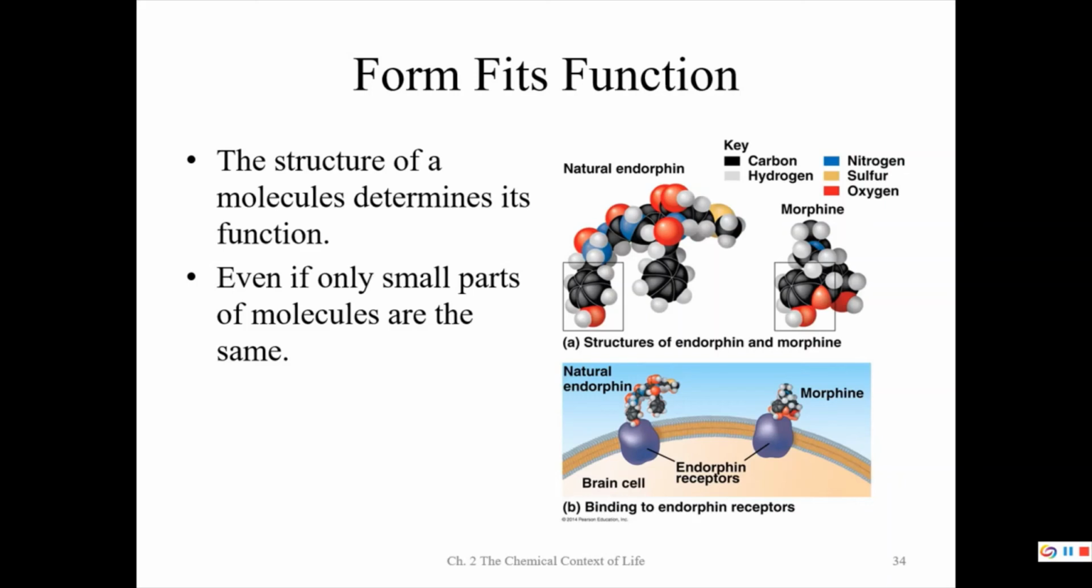Now, the part of it that interacts with the protein has a special structure. But morphine has the same identical structure on it. And it's that chemical structure that lets it bind to the endorphin receptors and block pain. Our natural painkillers, our natural endorphins, our endogenous opioids.